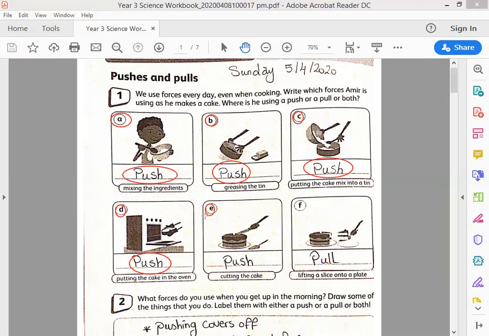He asked you that he's going to put the cake in the oven. So to put the cake in the oven, he must push the tin he's holding. In question E, he told you that he started to cut the cake. What do you think if your parent holds a knife and starts to cut the cake into pieces? They must push on the cake so they can cut it into pieces. In picture F, he told you that he lifted a slice onto a plate. If your mom is going to lift a slice of a cake onto a plate, she must pull this slice and place it in the plate. So picture F will be pull.